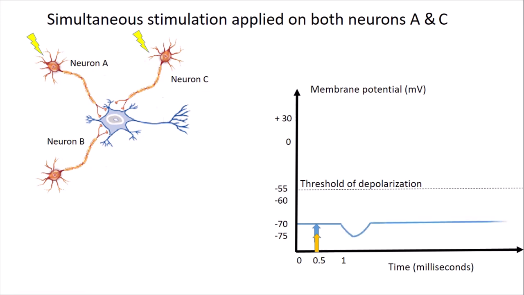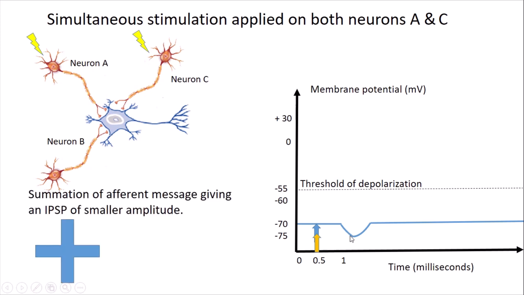Notice now we get still an IPSP. However, its amplitude is smaller than it was when we had C working alone. So the combination of both inputs resulted in a wave of smaller amplitude. This means that we have actual summation, an algebraic summation of the two values. A, again, remember, was giving an EPSP. C was giving an IPSP, but reaching approximately minus 80. Now we still get an IPSP, but this time it has a smaller amplitude.